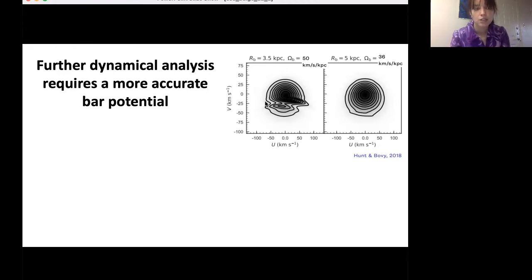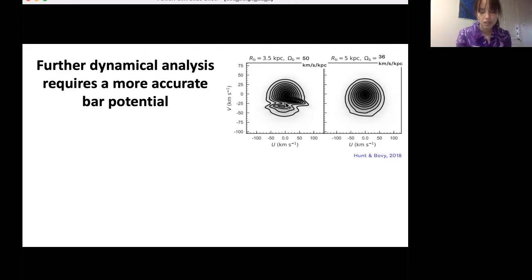So here we're showing a figure that shows a comparison between the impacts of the two favored bar models on the local velocity field. So we have the short fast bar and the long slow bar, leading to very different structure in our local velocity field.